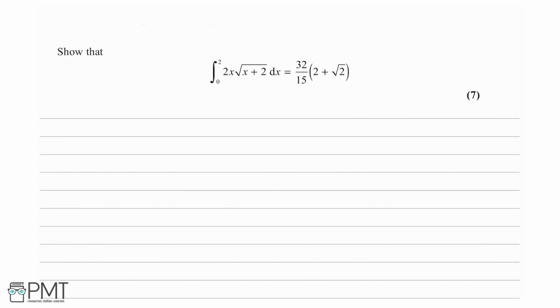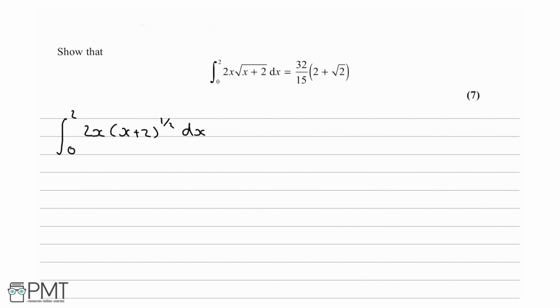We have been asked to show that the integral from 0 to 2 of 2x times the square root of x plus 2 with respect to x is 32 over 15 times 2 plus root 2, for 7 marks. So the first thing I'm going to do is rewrite the integral, but I will be changing the square root of x plus 2 to x plus 2 to a half, like that.